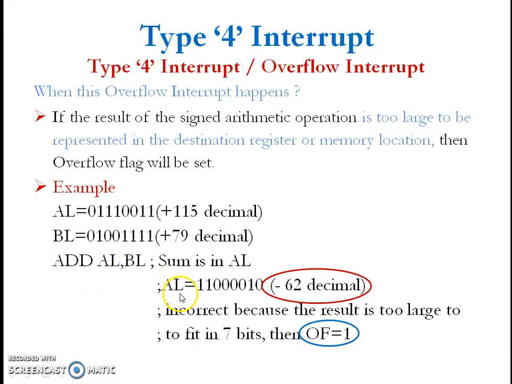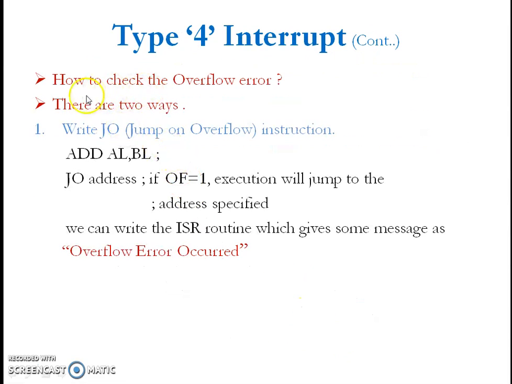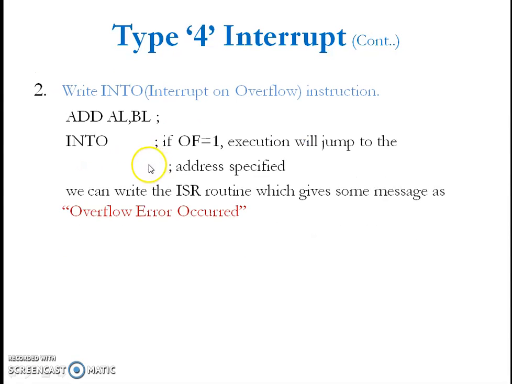After execution of this instruction, if you examine the AL contents, you get minus 62. That is not correct. If you add two positive numbers, the result should be positive. Thereby, we say that this result is not correct. Then the overflow flag will be set. How to check the overflow error? There are two ways. One is writing the JO instruction after ADD AL, BL, and the second one is writing the INTO instruction after ADD AL, BL. So the ISR routine we can write in such a way that it gives the message that an overflow error occurred.